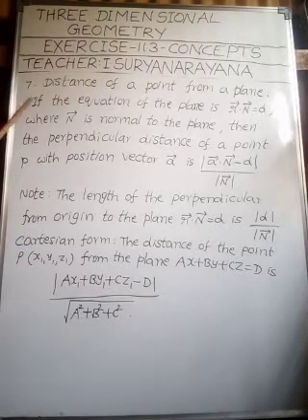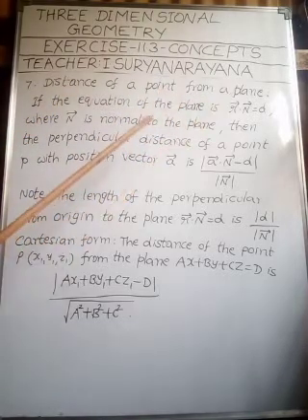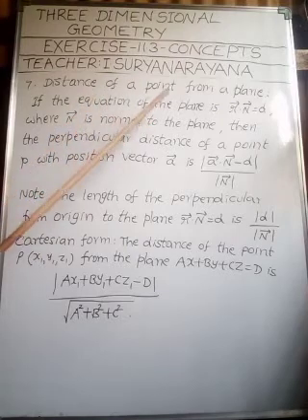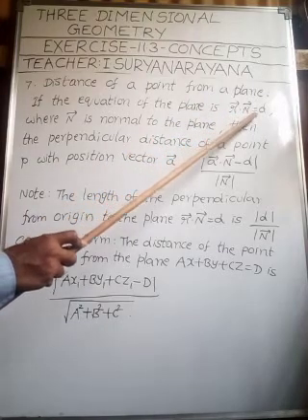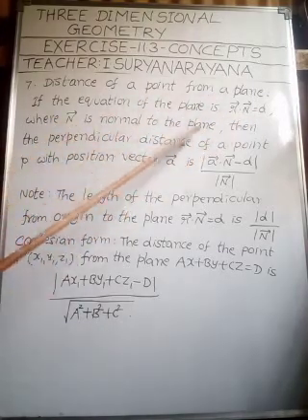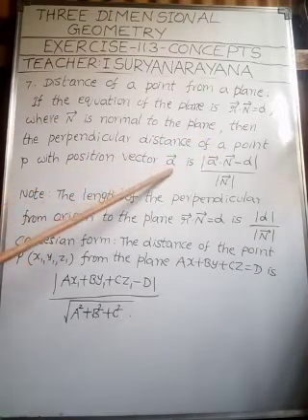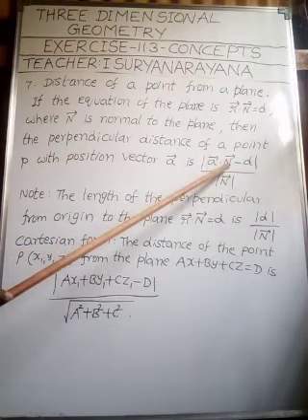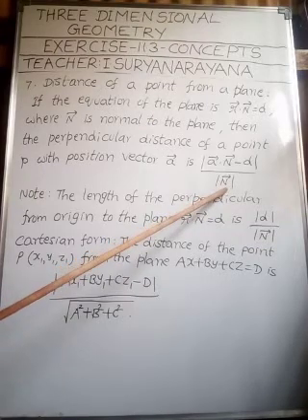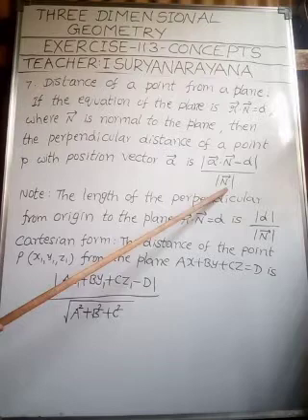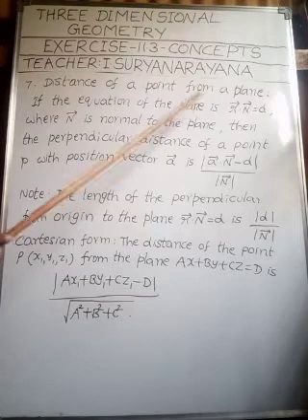Now come to the next point. That is the seventh point, distance of a point from a plane. In this point we discuss the distance of a point from a plane. If the equation of the plane is r bar dot n bar is equal to d, where n bar is a normal to the plane, then the perpendicular distance of the point P with the position vector a bar is modulus of (a bar dot n bar minus d) by modulus of n bar. Remember this formula. Memorize this point as a formula to find the distance of a point from the plane.